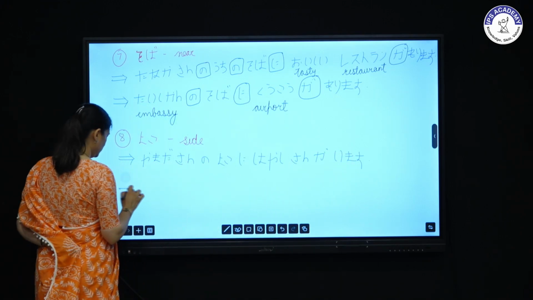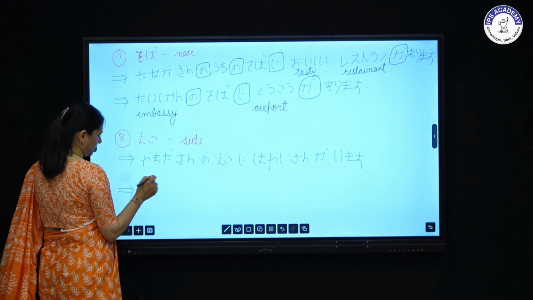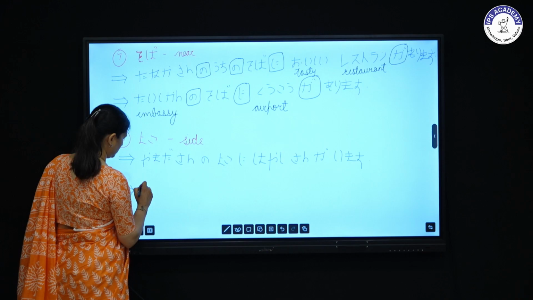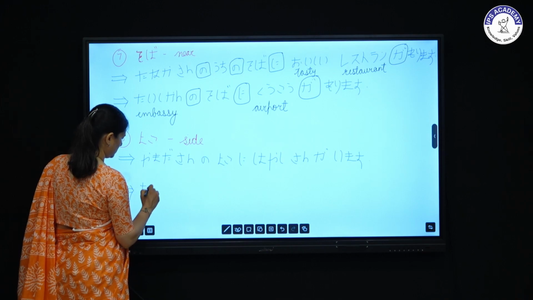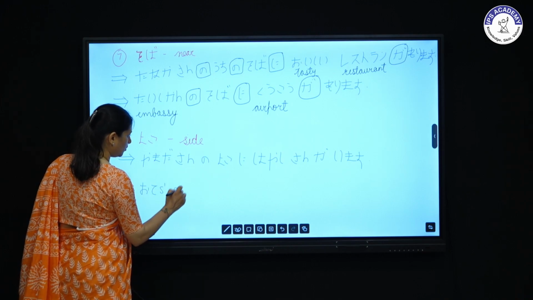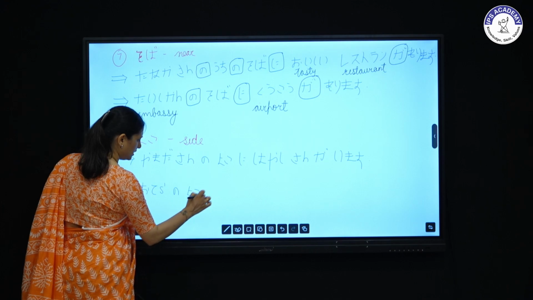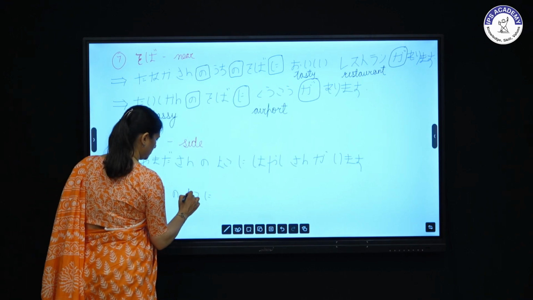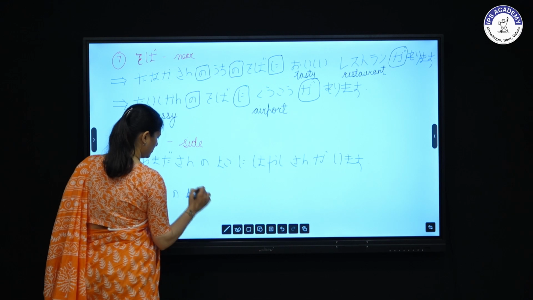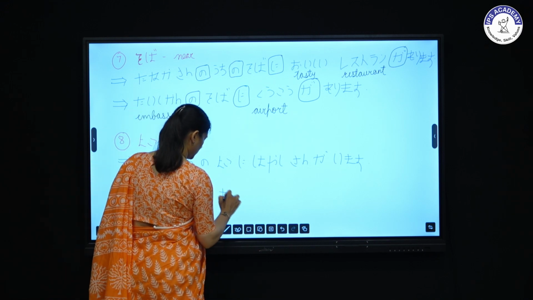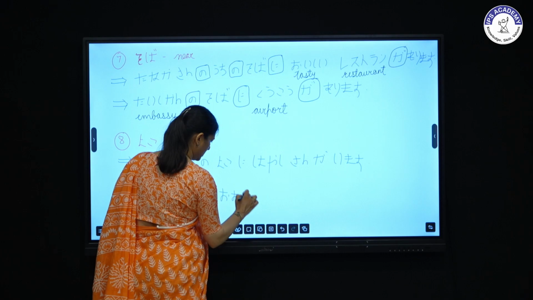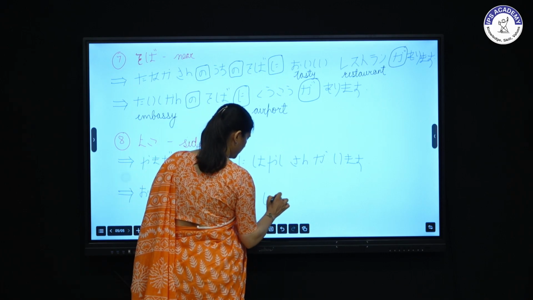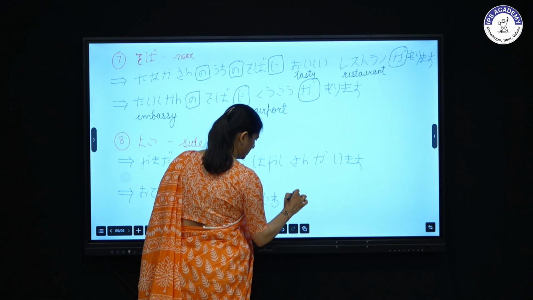The second one, Otera no yoko ni ookii niwa ga arimasu.